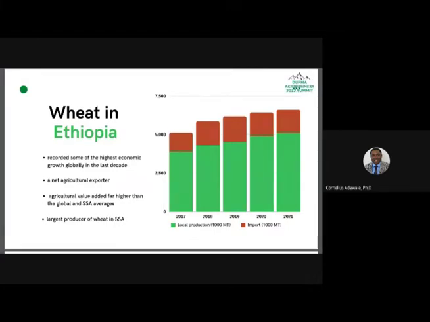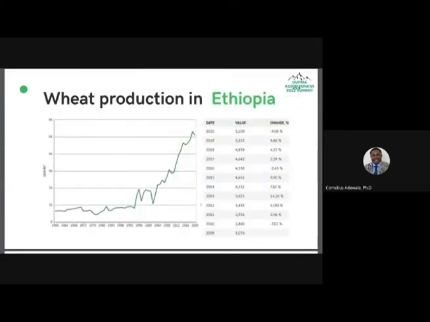So they are doing well. They are producing more. And if you look at their production over the last 20 years, it has been increasing over the years, from something as low as 1,000 metric tons in 2000. Now they are over 5,000 million metric tons.